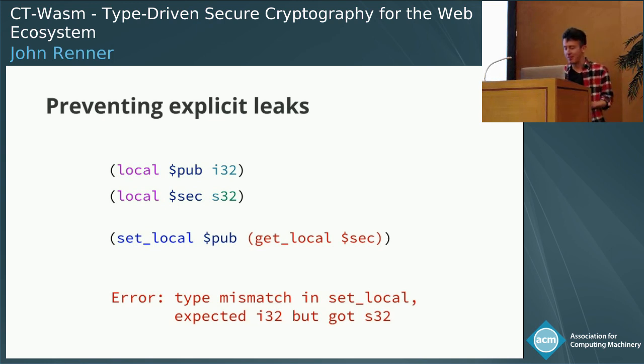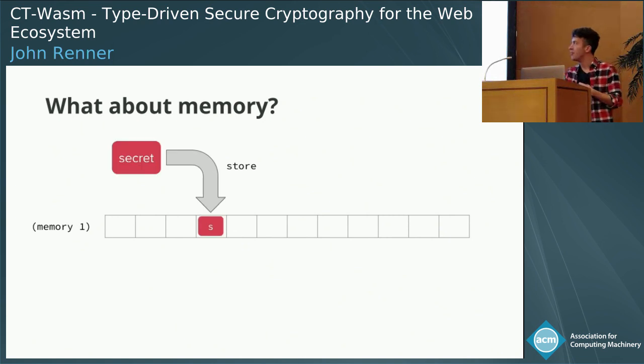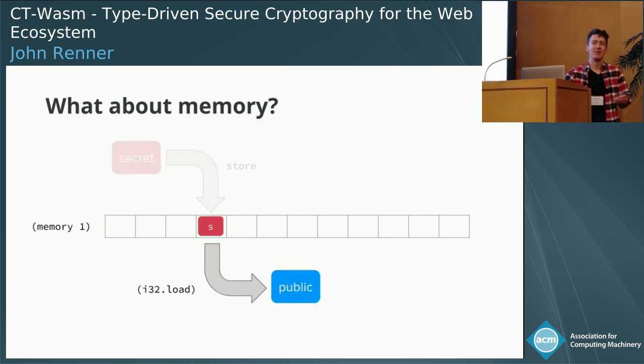It's nothing special. But this doesn't actually protect us against all direct leakage. WebAssembly has a memory, and so it doesn't have a heap, but it has a dynamically sized linear memory in which you can store things like an array. So if we store a secret into here, the memory is untyped, so we can read any type out of it that we want, which will allow us to just load that value back out as public. And again, we've lost track of the fact that it was secret. This is bad, and we don't want to allow this.